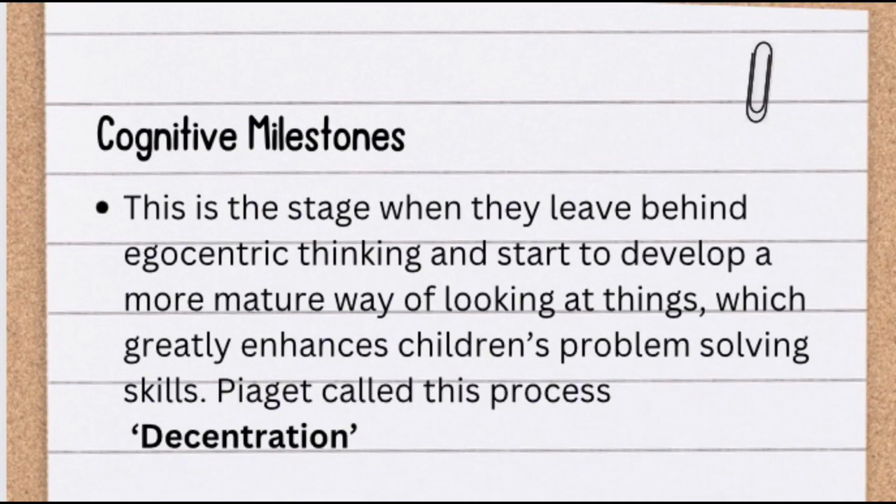So here we are with the cognitive milestones of the children. This is the stage when they leave behind egocentric thinking and start to develop a more mature way of looking at things, which greatly enhances children's problem-solving skills. Piaget called this process decentration. When a child leaves behind his or her egocentric thinking, then she or he can understand that not all the things she or he likes, kay ganahan pod ang ubang tao ana.